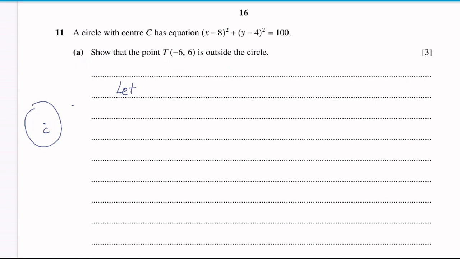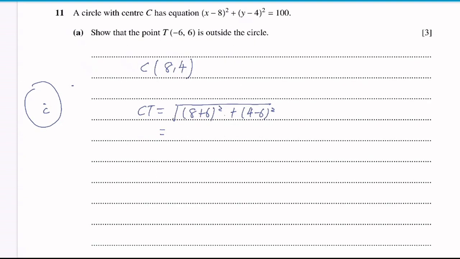So C is the center, right? Here we find that C is (8, 4). This is where the center of the circle is, and we try to find the distance CT. So CT is (8 minus negative 6) squared plus (4 minus 6) squared. So this is 14 squared, 196, plus 4, which is 200.